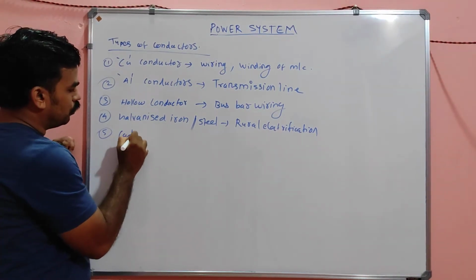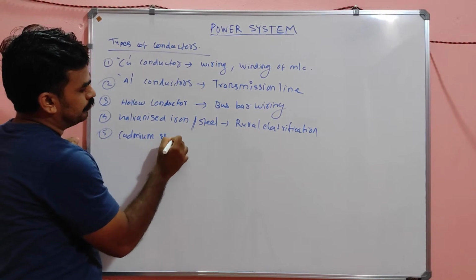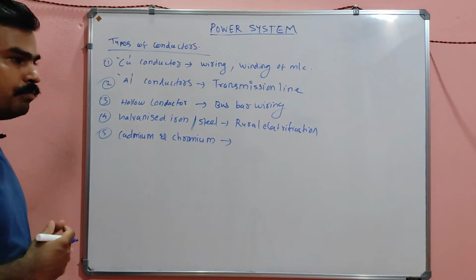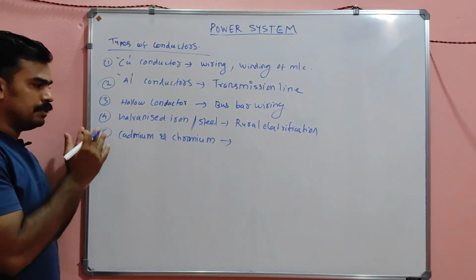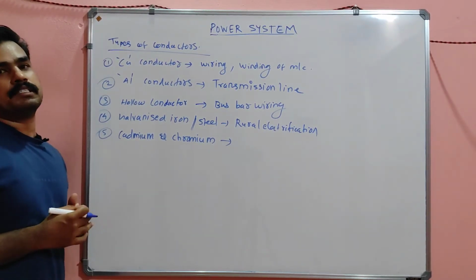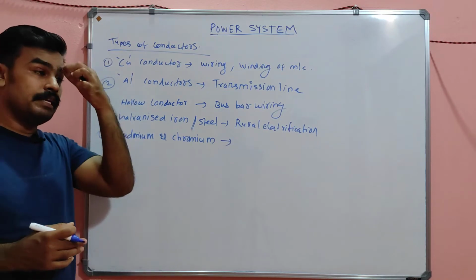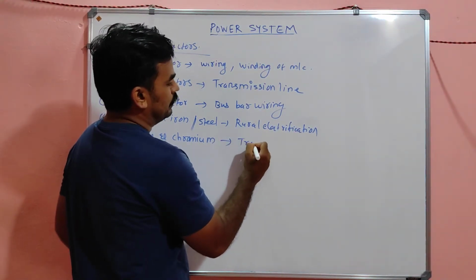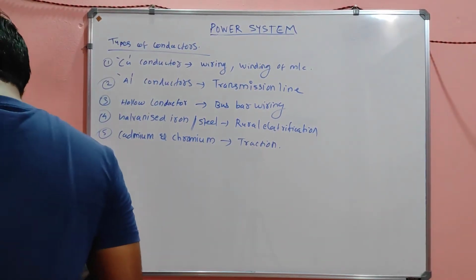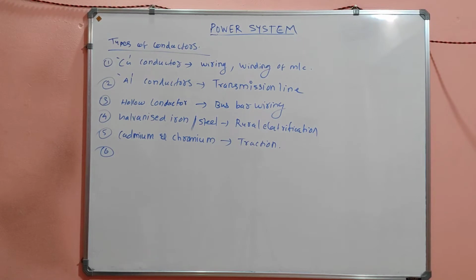Next one, cadmium and chromium. If you use cadmium and chromium, even though the conductivity reduces by a small percentage, the strength will be very high, my dears. So it is used for traction purposes. That's all. So these are the types of conductors, my dear.